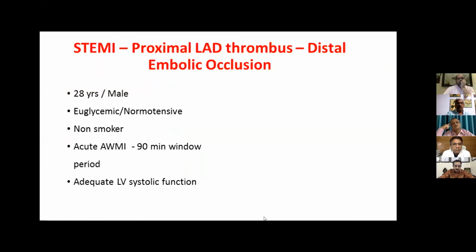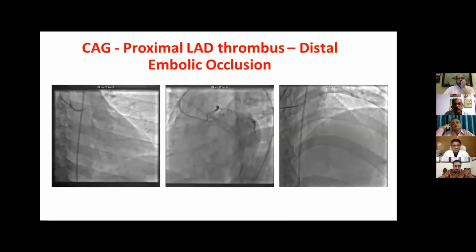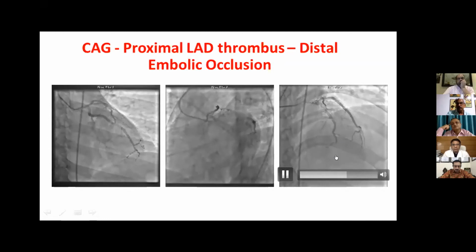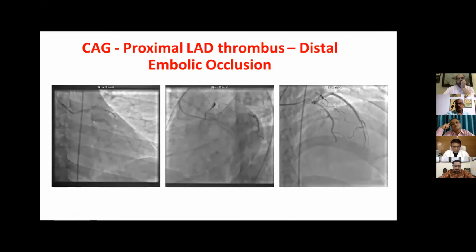Here's another patient, anterior wall MI, young, again within a 90 minute window, coming with ST elevation. And you can see here that the proximal part is the culprit, but the clot has distally embolized. So there's a proximal culprit and distal embolization.